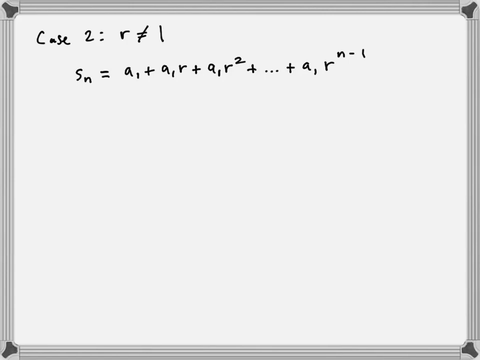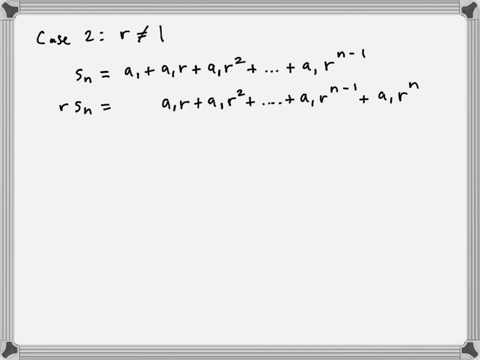So here is the trick that we're going to use to find a formula for Sn. Remember I said that Gauss was very clever and he was able to find a formula for adding n numbers together when they're consecutive. This is going to be a similar trick. We're going to multiply this entire equation by r. We get a1 times r plus a1 times r squared plus a1 r to the n minus 1 plus a1 r to the n.